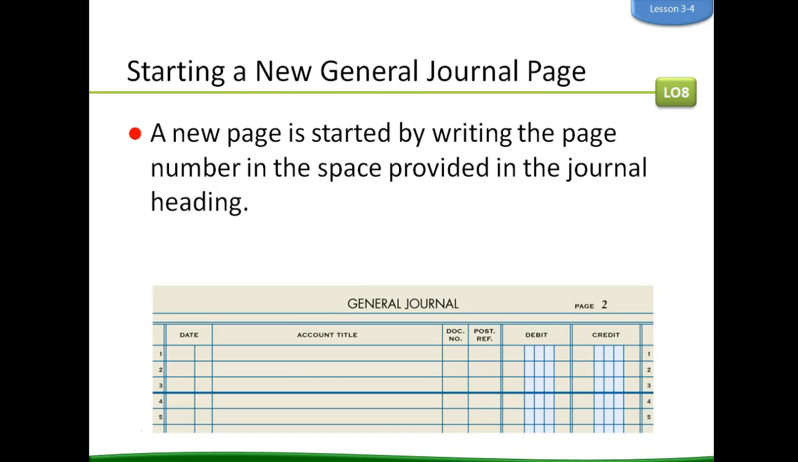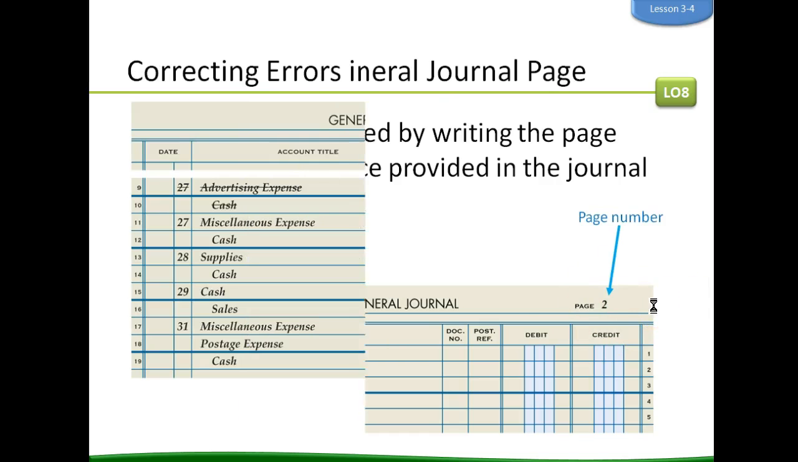When you're ready to start the new page, because we're looking at a general journal, which is the most basic type of journal we use in accounting, all you really need to do to start a new page is put the next page number up at the top. So we can see here we're moving on to page 2 now. So we would note it's page 2, and then we can go on in our journal entries.